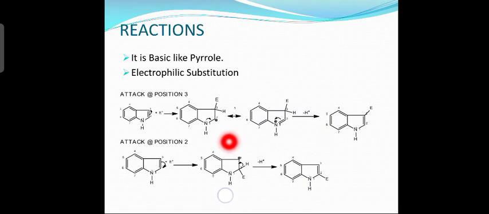Now what about attack at position 2? Position 2 should be negatively charged for the electrophilic attack. So how does it get a negative charge? These electrons will be shifted to the second position, so that the electrophile, which is positively charged, can come and attack here. This will be formed, and immediately the CH bond, a weak bond, will break, so that the pi electrons will once again go back to the ring. So the second-position substituted product is obtained. Two resonance structures are formed at attack 3, therefore it is more stable, whereas only one structure is obtained at attack 2, therefore it is less stable.